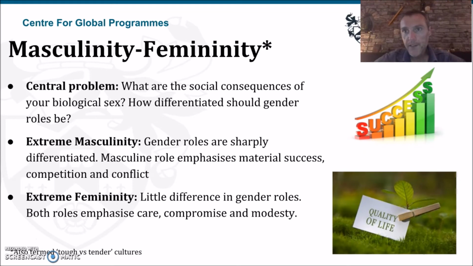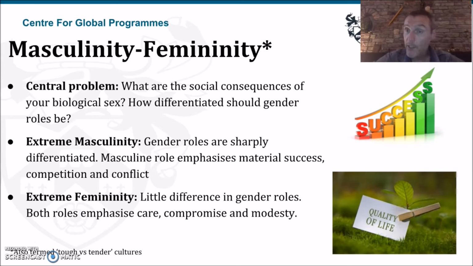Okay, so this orientation is about two things basically. It's about how differentiated gender roles should be, and it's about this polarity between material success, competition, and conflict being the sort of appropriate behavior for men who take part in public life, and compromise and modesty and care for both genders equally partaking in public life.